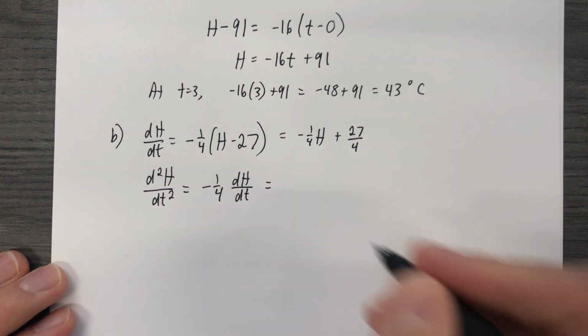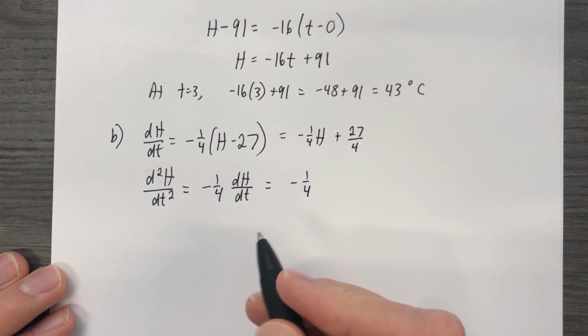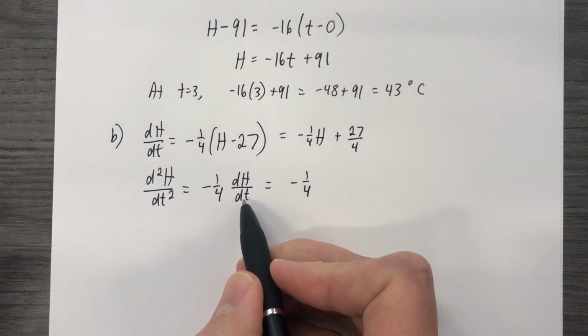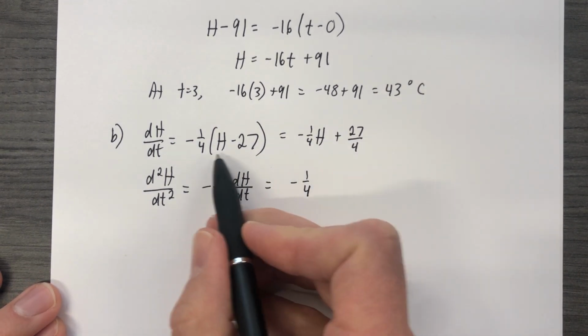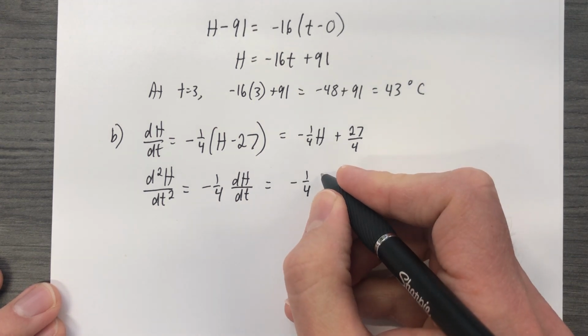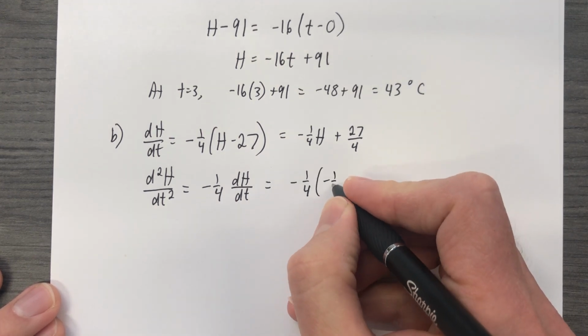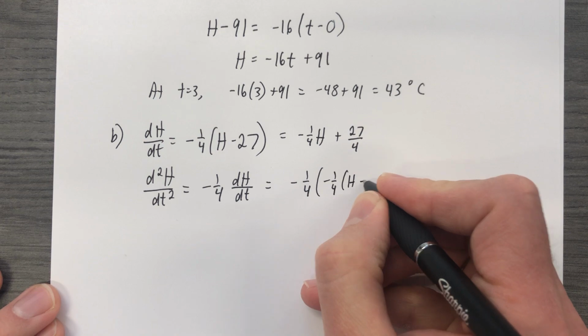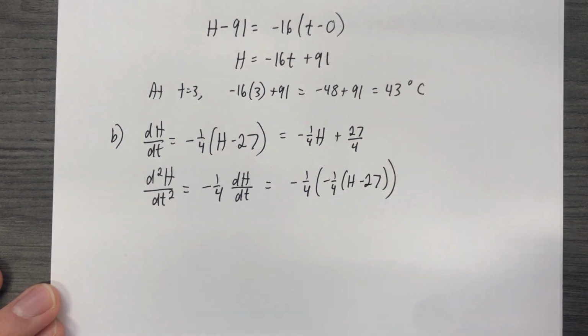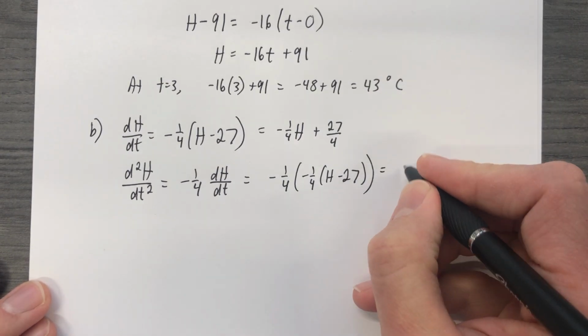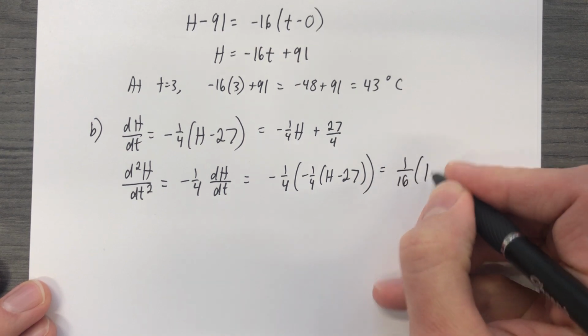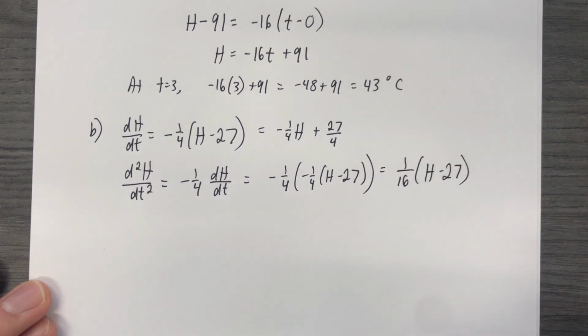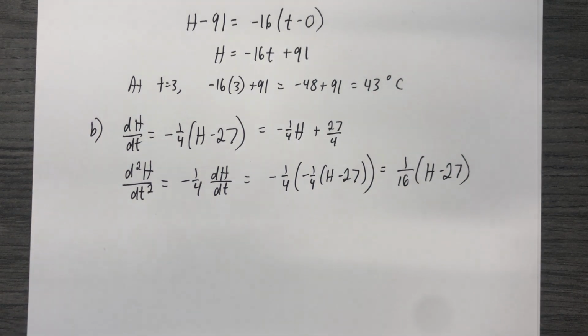So then we'll keep going. We have negative 1/4 times dh/dt. Well, dh/dt is this or this. I'm going to use this one. So negative 1/4 times negative 1/4 times h minus 27, a lot of parentheses going on. If you wanted to, you could simplify that and call it 1/16 times h minus 27. Feel free to distribute as much or as little as you would like. It is going to be practical to leave it like this.